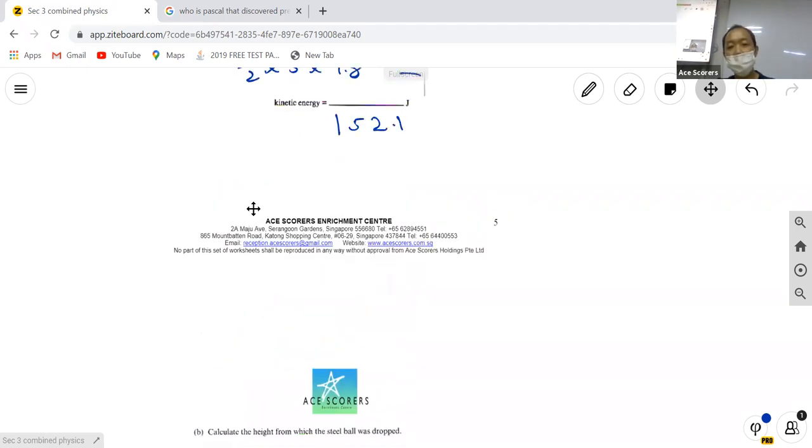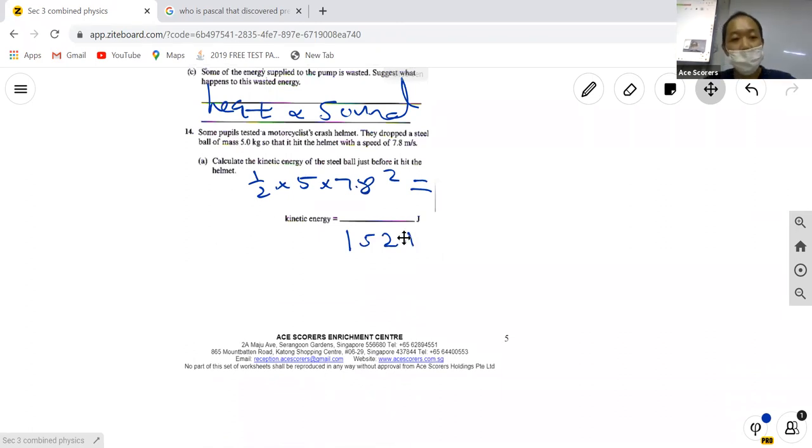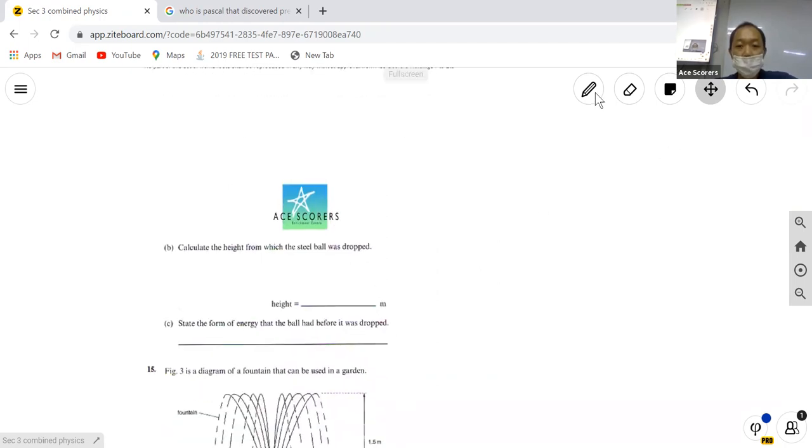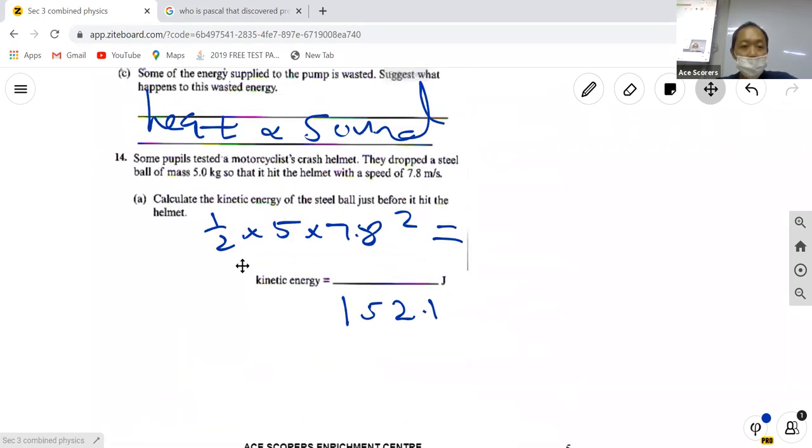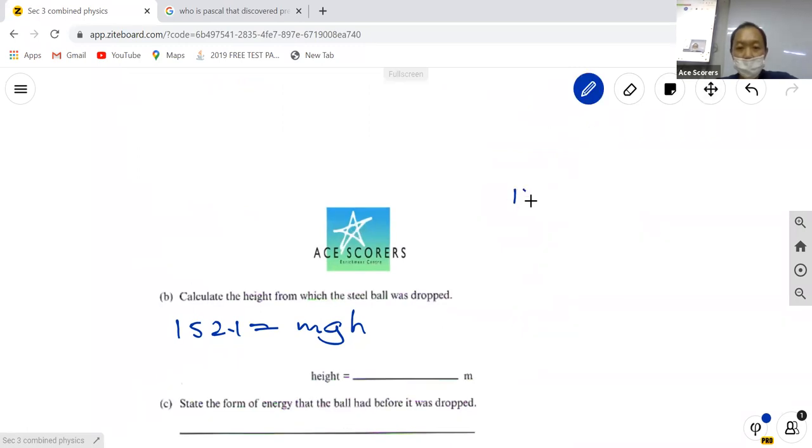So now this is reverse, right? So far, we have been calculating GPE compared to KE. Now it's KE compared to GPE. All right, so 152.1 is equals to mgh. So now I need to find h. So I know g is 10, m is 5. So 152.1 divided by m and g, which is 5 times 10. So h equals to 3.042 meters.